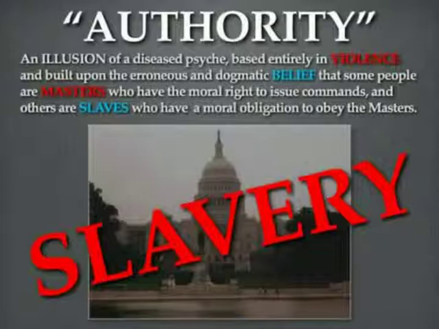It is not real. It is an illusion. It is based in belief. It is not based in nature. It is an illusion of a diseased psyche. In other words, a diseased and imbalanced mind that is based entirely in violence and built upon the erroneous and dogmatic belief, not truth but belief, that some people are masters who have the moral right to issue commands while others are slaves who have a moral obligation to obey the masters. That is what government is, that is what authority is, and there is no better definition for slavery than that.